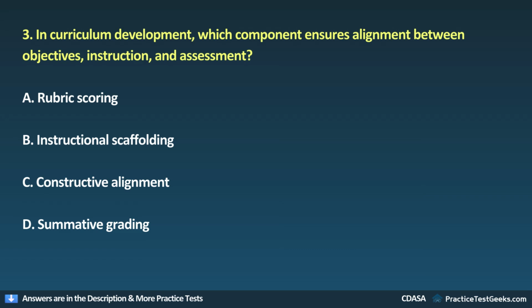3. In curriculum development, which component ensures alignment between objectives, instruction, and assessment? A. Rubric scoring. B. Instructional scaffolding. C. Constructive alignment. D. Summative grading.